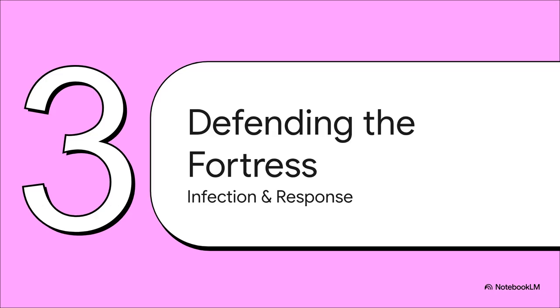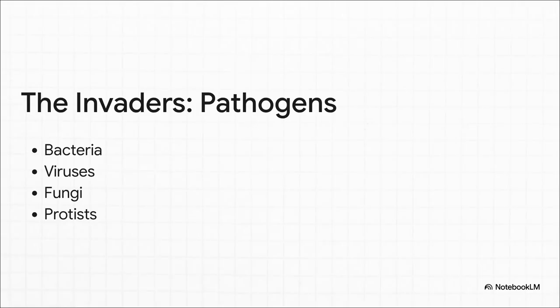Okay, so we've built our city, we've got the delivery network running, but what happens when bad guys try to invade? That brings us to our next section, defending the fortress. We need to understand the body's incredible immune system. So yeah, picture your body as this amazing fortress, always on high alert for invaders. And who are these invaders?